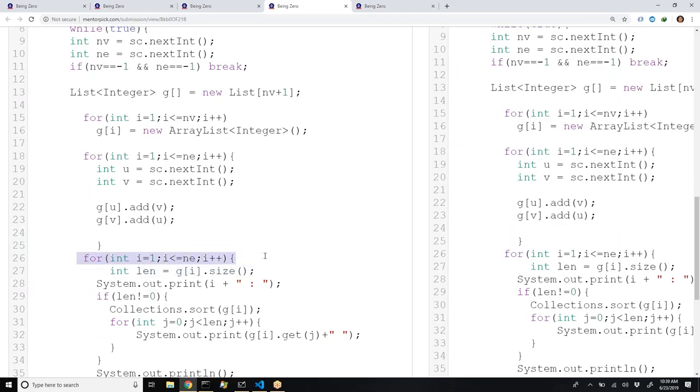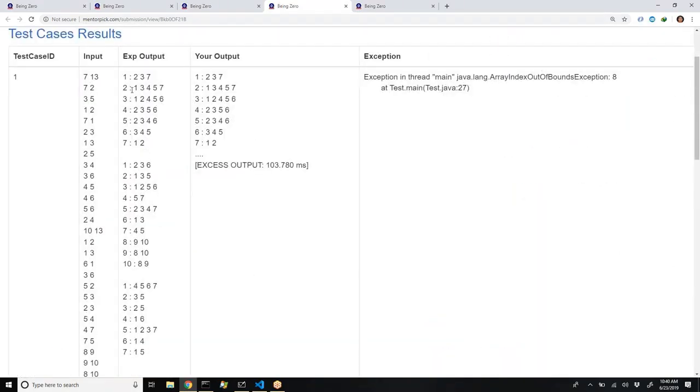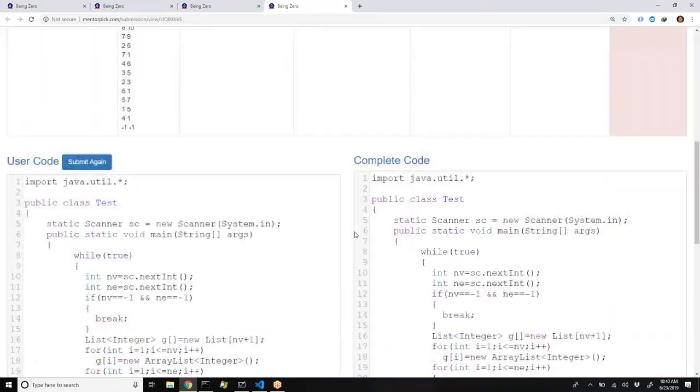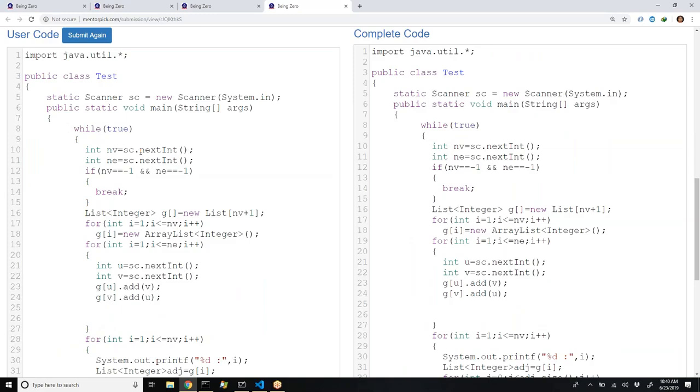Yojit, in this line there is a mistake. Can you catch that? Line 26. It should be less than or equal to nv, right? Yeah, plus 1, Yojit. Got it. Yeah. Because vertices in the first graph were 7 and edges were 8, in 8 you are getting an out of bound exception. Okay, same way Mustafa's code. Did you figure out the mistake?